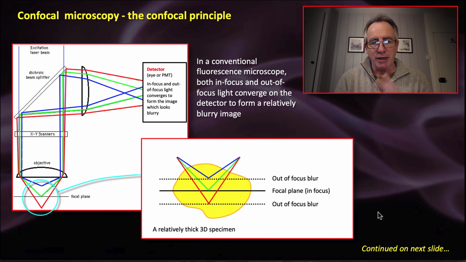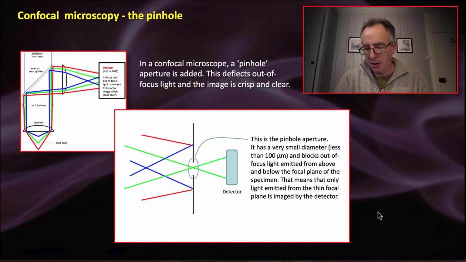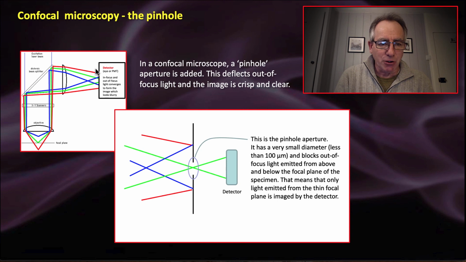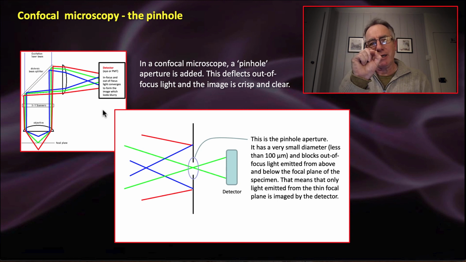So let's go to the next slide and look at what Minsky came up with, the confocal principle. I'm amazed that he got a PhD from Harvard University for doing this, but it was a stroke of genius at the time, I promise. Minsky put a little aperture right in here, a little metal plate, and in it he put a teeny tiny hole that he called a pinhole. So the pinhole is the critical thing in confocal microscopy. Look what the pinhole does.